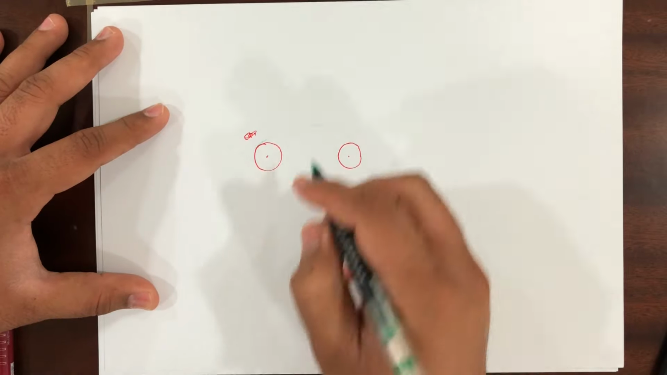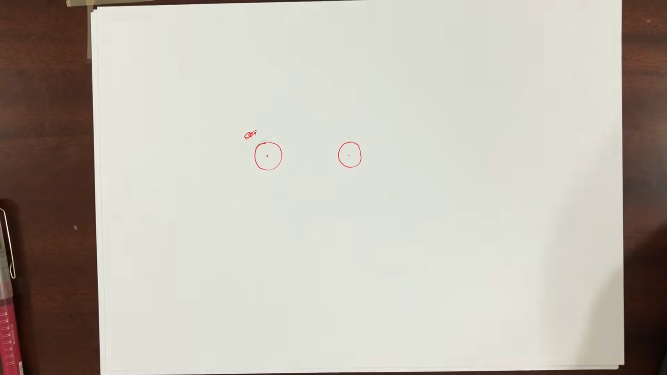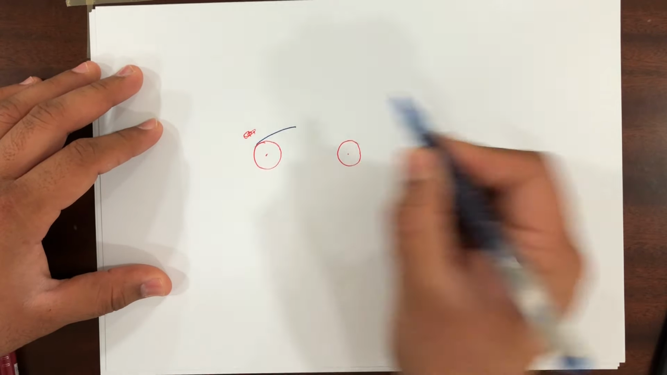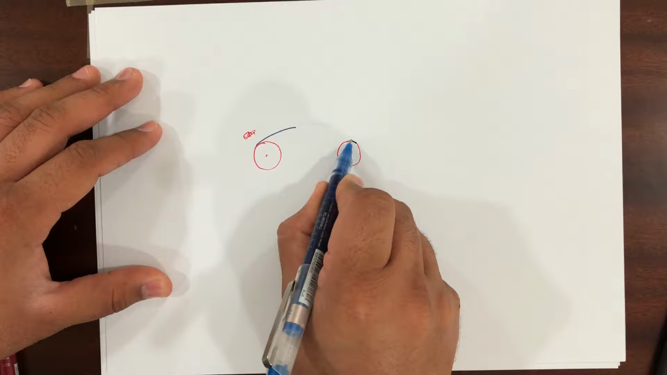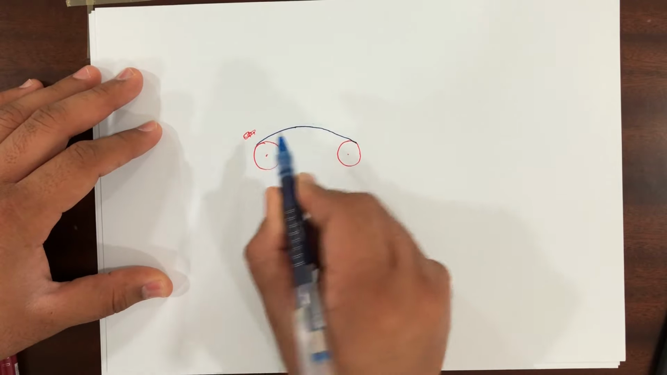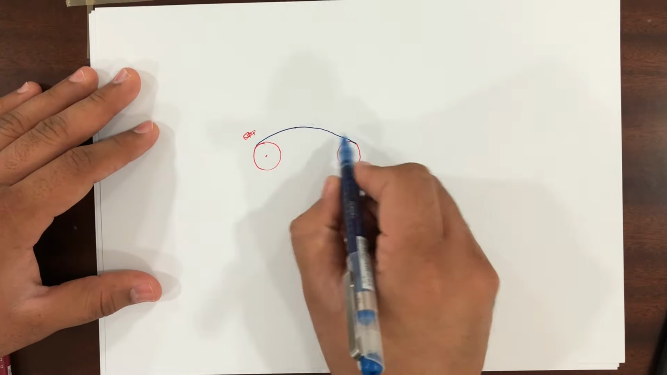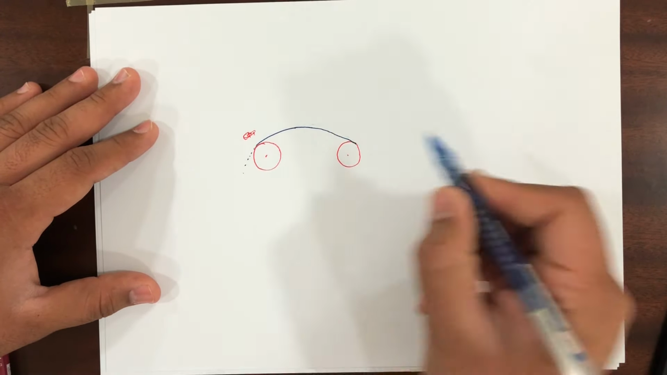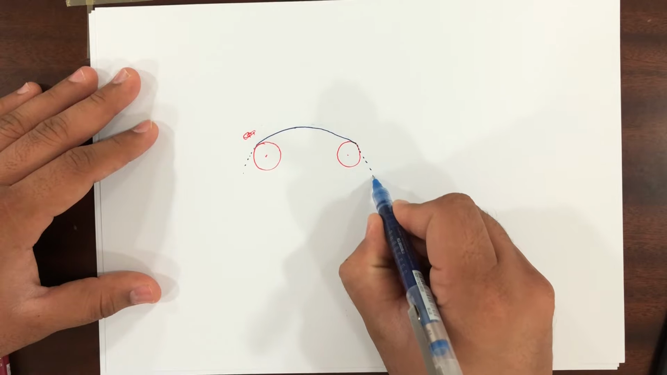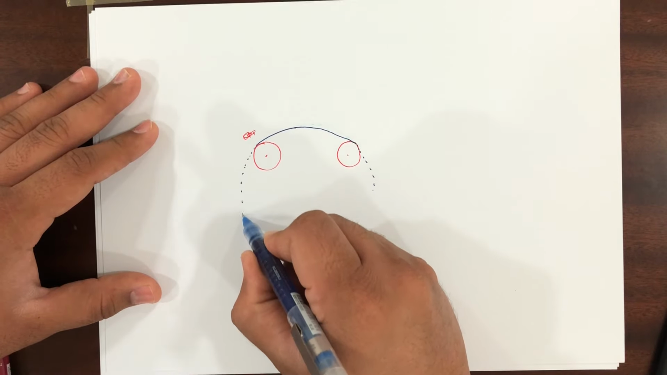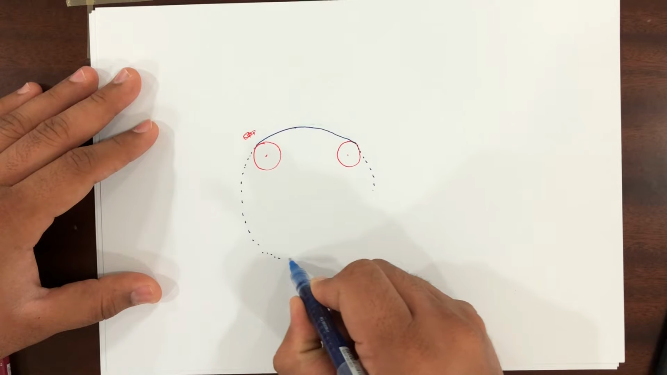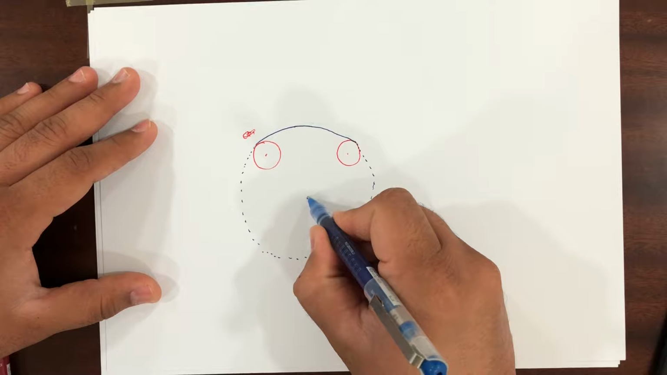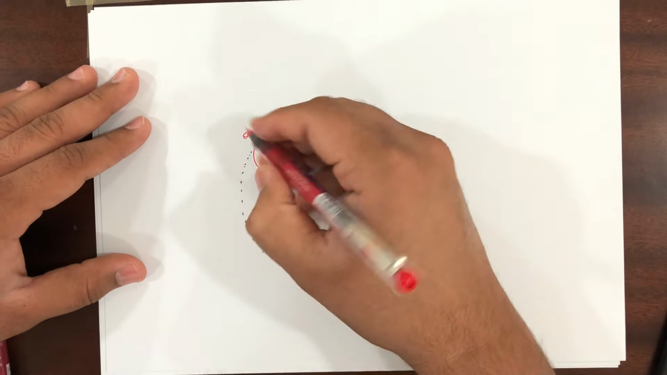Okay, like this. Okay, let me draw with this blue pen. Okay, so now the curvature is like this. So if you extend this curvature, what will happen? It will make a circle, okay.